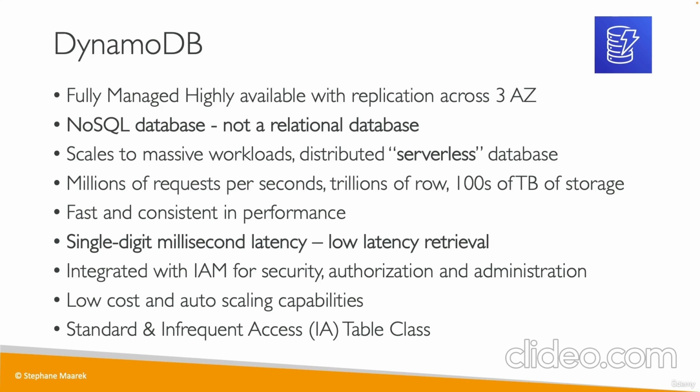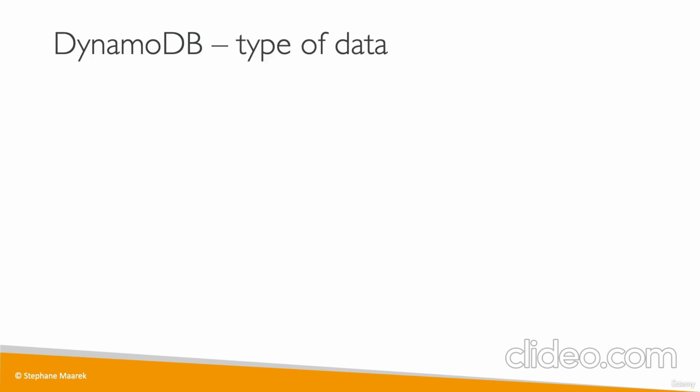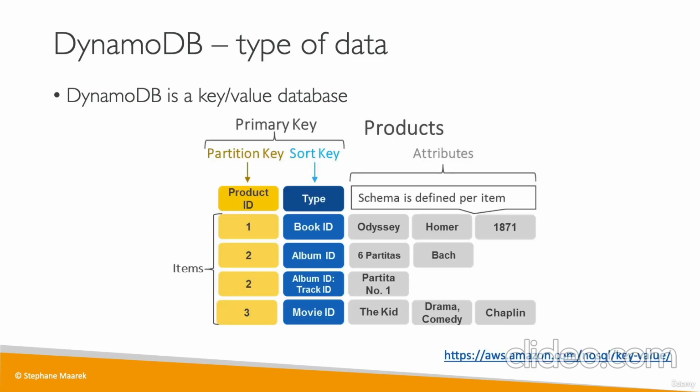So the question you may have is, what type of data goes into DynamoDB? Well, it's a key-value database, and the data looks like this. You have a primary key, which is made of 1 or 2 columns, a partition key and a sort key, and then attributes on the right-hand side where you can define your own columns for your data. Finally, all the items are going to be row by row, and this is how a DynamoDB table works. Very, very simple, but again, remember, it's a NoSQL database. It has low latency retrieval of data, and you also get access to a serverless database.